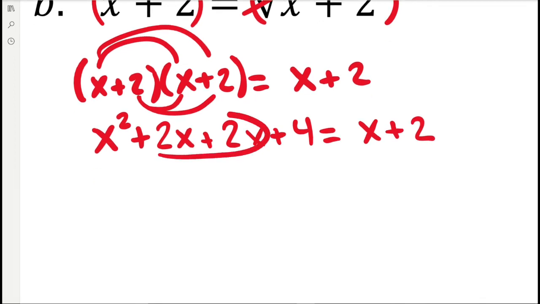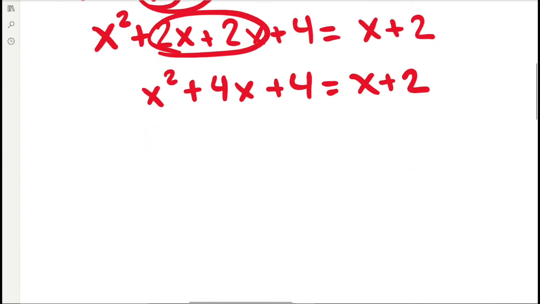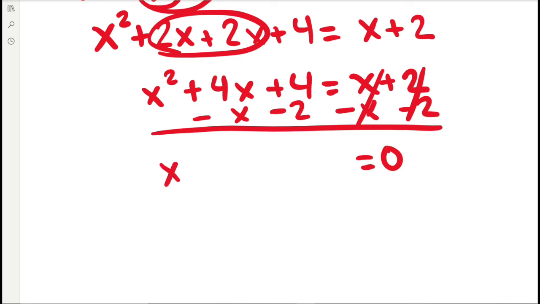So we kind of combine these two. x squared plus 4x plus 4 equals x plus 2. Now, since this is quadratic, I'm going to move everything to one side. So I'm going to subtract this x here, and I'm going to subtract this 2 here. That way, this right-hand side becomes 0. They cancel. So I got x squared plus 3x, 4x minus x, and then 4 minus 2 is positive 2.